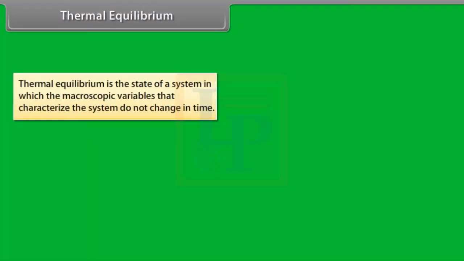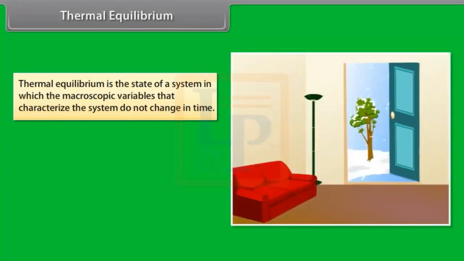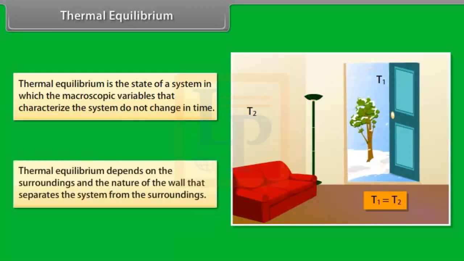Thermal equilibrium. Thermal equilibrium is the state of a system in which the macroscopic variables that characterize this system do not change in time. Let us take an example. In winter season, when you open the door of your house, then the heat moves out of the house. To balance out the temperature, after few minutes you feel that the temperature inside and outside the house is same. This is due to the thermal equilibrium. Thermal equilibrium depends on the surrounding and the nature of the wall that separates this system from the surrounding.